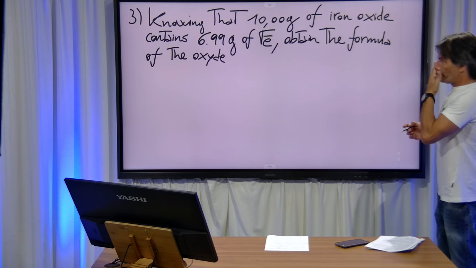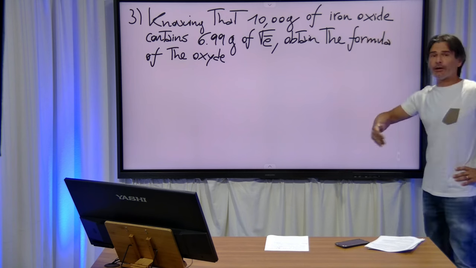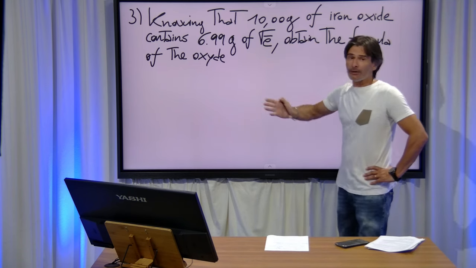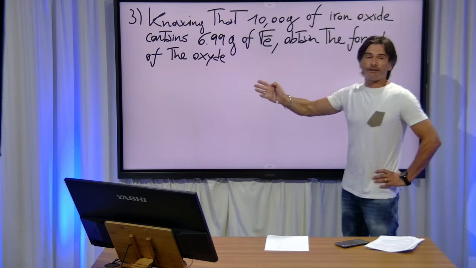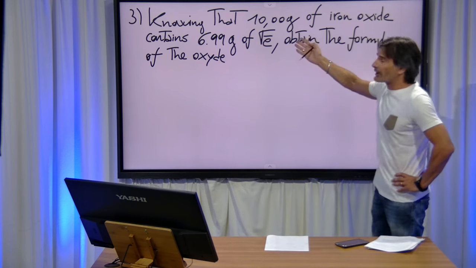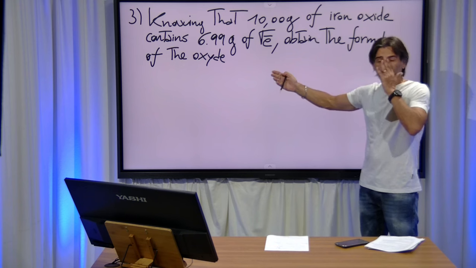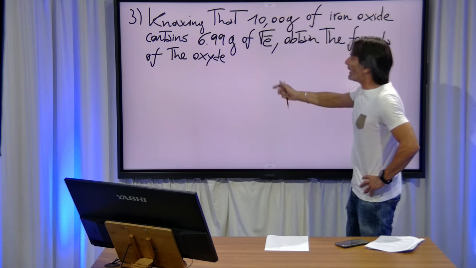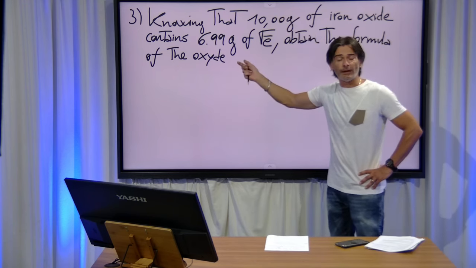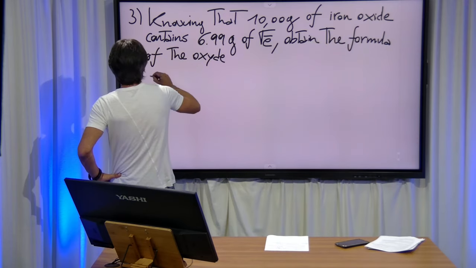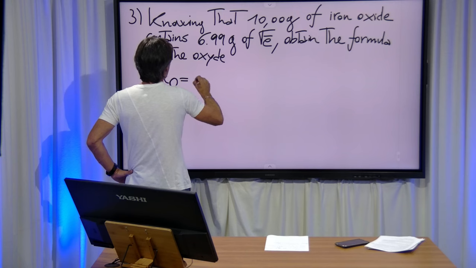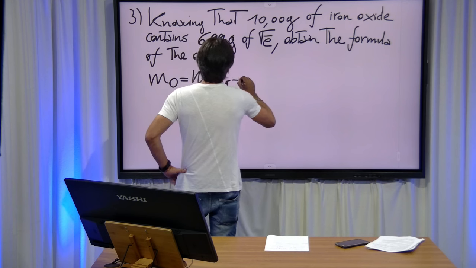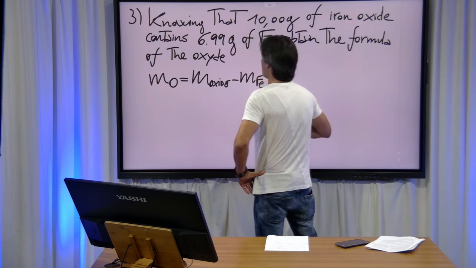What we have to do now? We know that the compound is an oxide, so a binary compound composed of iron and oxygen. We don't have the mass of the oxygen, but we can easily calculate it as the difference between the mass of the whole compound minus the mass of the iron contained in the compound. So I can write mass of oxygen equals mass of the oxide minus the mass of the iron.